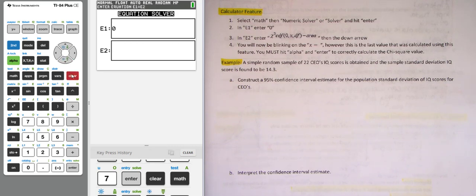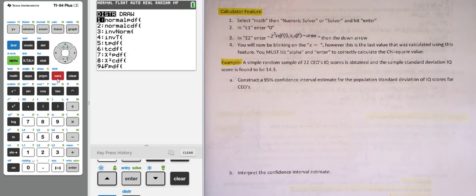First thing you want to be able to do is find where it says chi-squared CDF. This is going to be in the distribution. So hit Second and Distribution and find where it says chi-squared CDF. Since we're working with a chi-squared distribution, very similar to when we do a normal distribution, we need the cumulative of the chi-squareds. So we're going to enter in chi-square CDF.